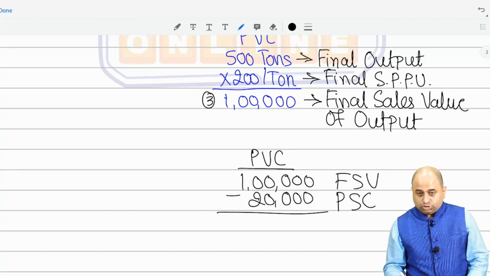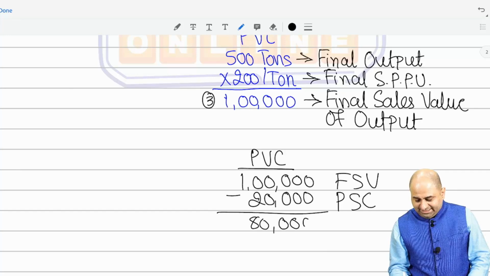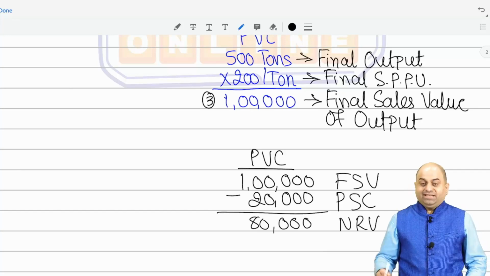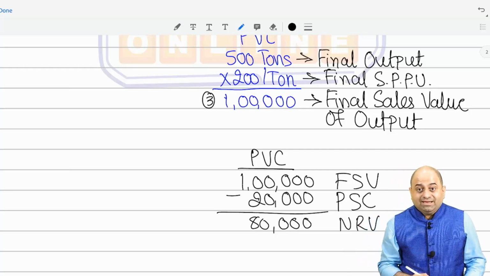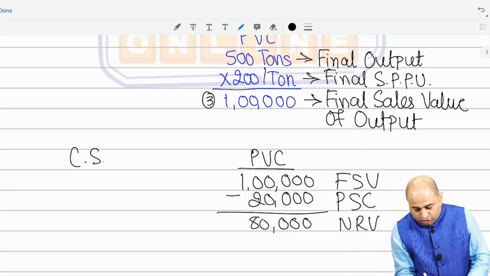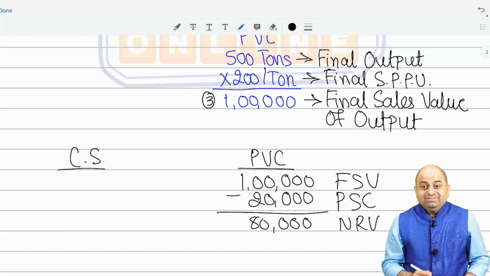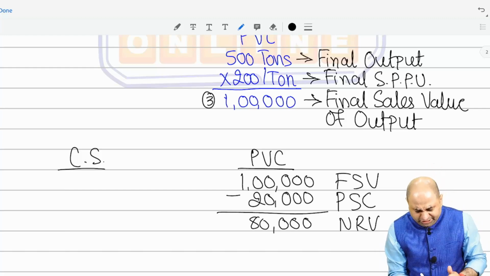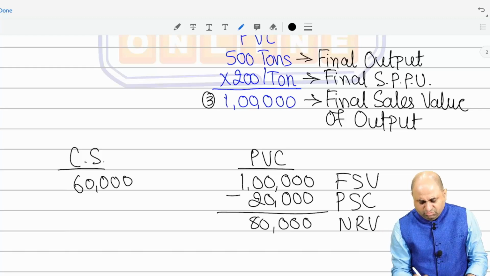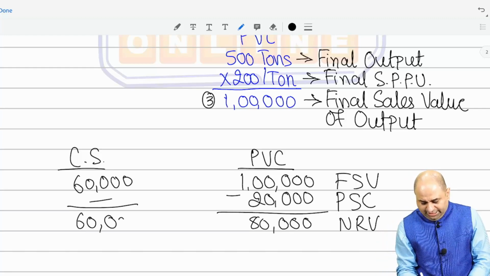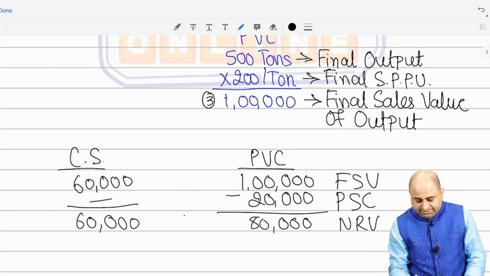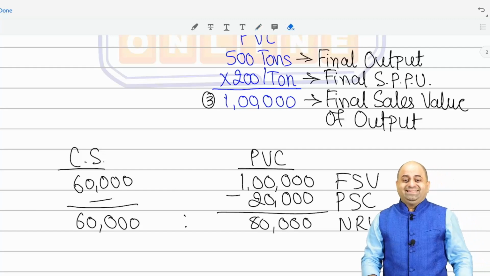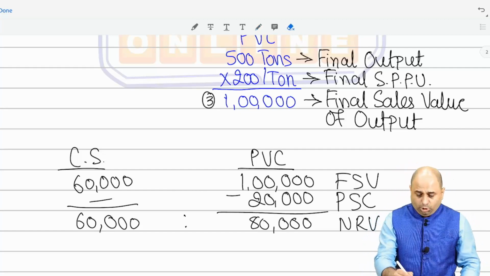Post separation cost, so 80,000 is NRV, but naturally we need 2 figures to apportion the joint cost, and that's the point which I'm trying to make. For caustic soda, it is not processed further, so 60,000 remains its final sales value, and the question of post separation cost doesn't arise, so 60,000 in itself will be its NRV. So 60,000 is to 80,000. In this ratio you will apportion the joint cost.